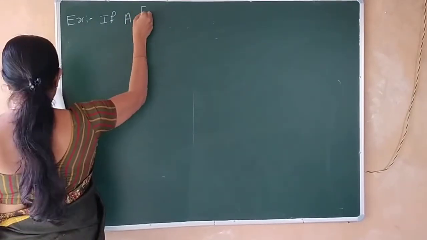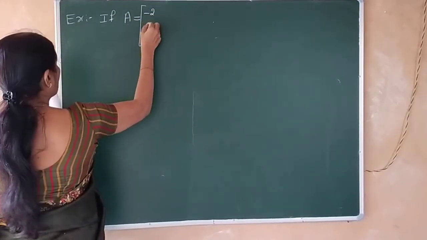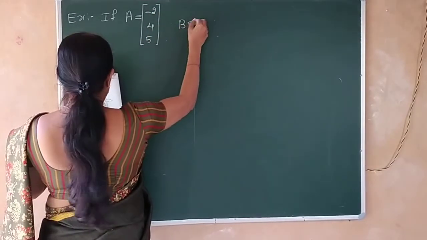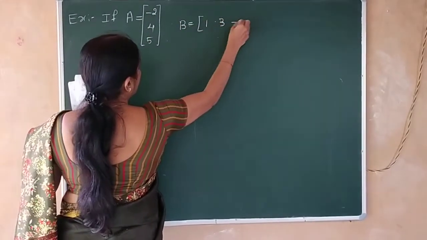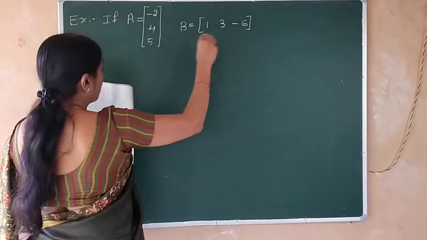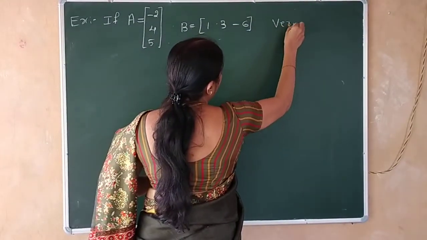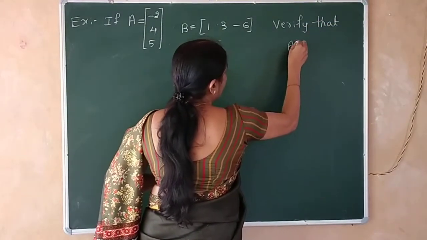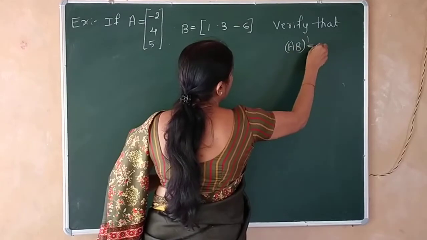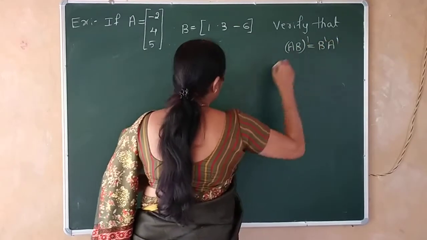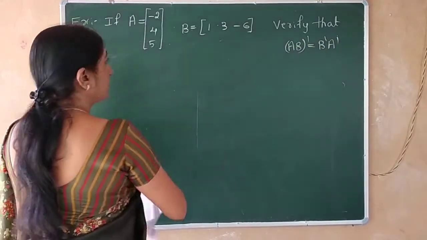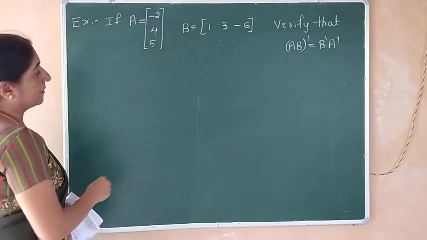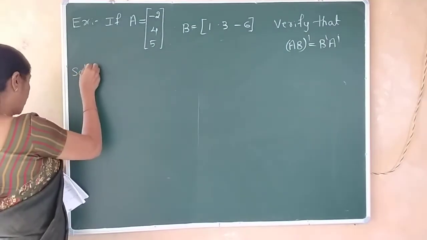If A is equal to minus 2, 4, 5. B is equal to 1, 3, minus 6. And the question is, verify that AB whole transpose is B transpose into A transpose. See here, this is important for 5 marks. It comes in part D. Now I am giving you the solution.